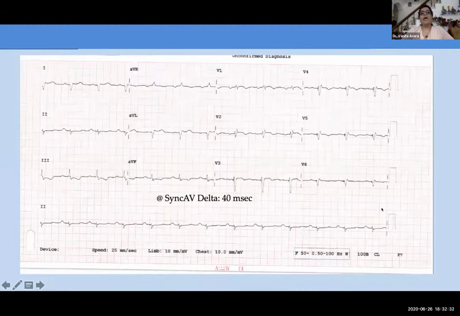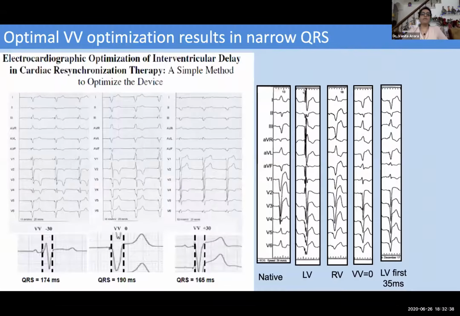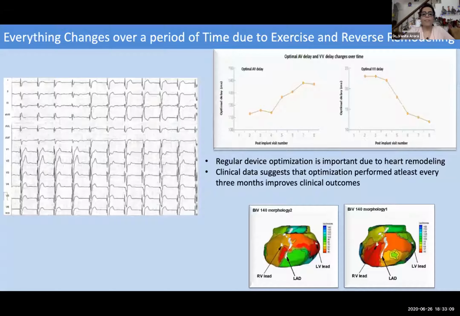So sync AV actually works very nicely. You have to individualize with the patients. It works very nicely to help the patient. What is standardly practiced by us is that we play with the sync AV first. We try to give the best result doing the sync AV. And in case there is some lacuna still remaining, then we adjust the VV delay to either making it simultaneous or LV first. And then we try to get the results of a narrower QRS and a good ECG representation in lead 1 and V1.